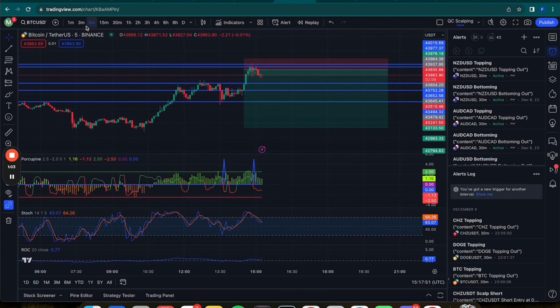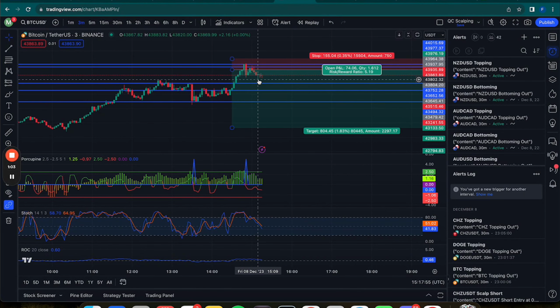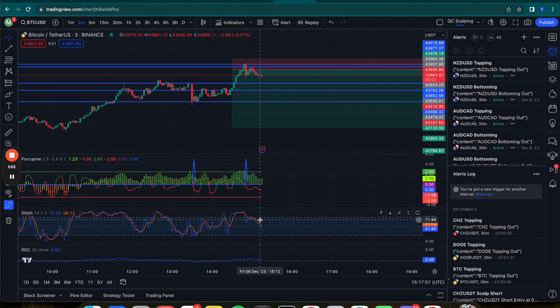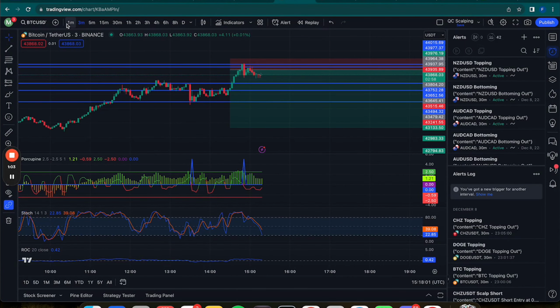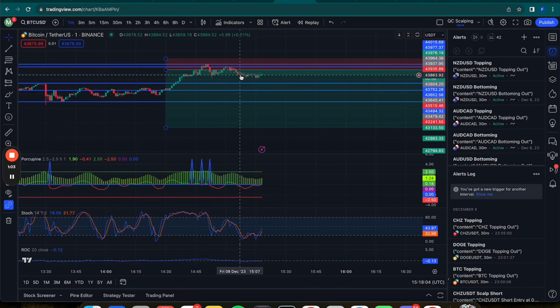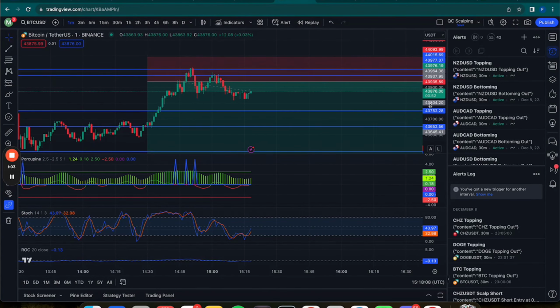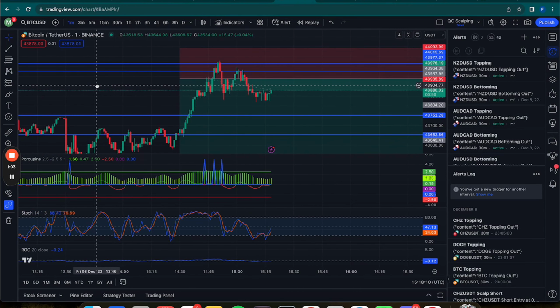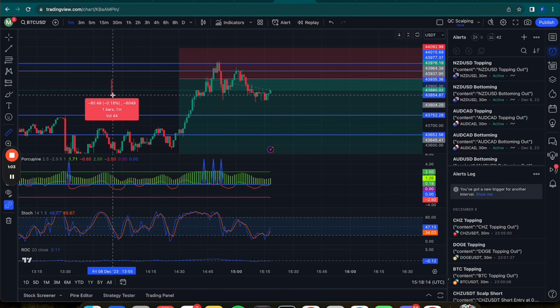That's something that we're looking at as well. Really, what we're looking at now is the 3 minute. Is it going to help us go further down? Are we finally going to break this thing? What's the 1 minute going to do here? Right now, we're in minimal profits from our entry. We took profits here and here.